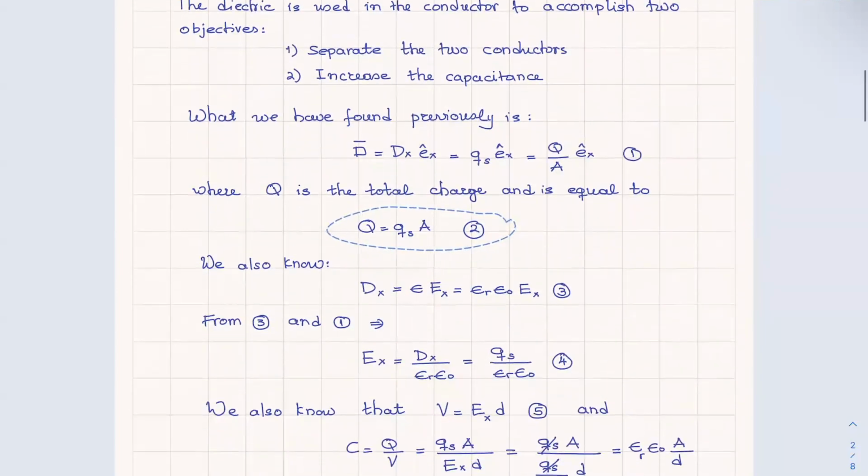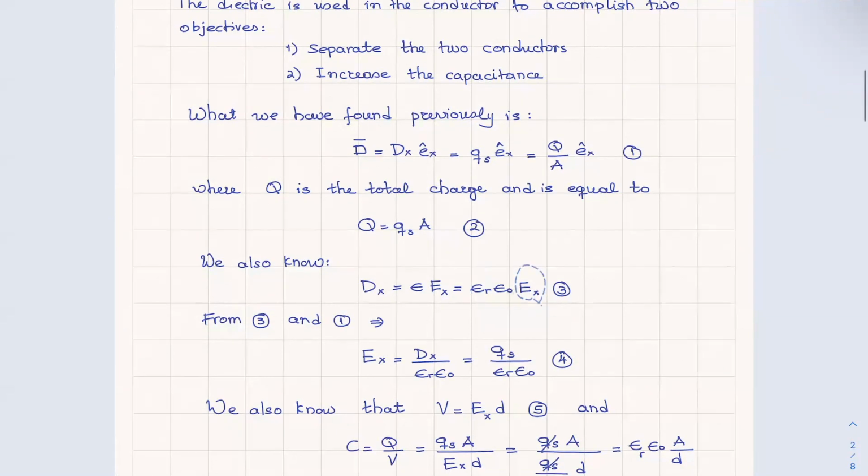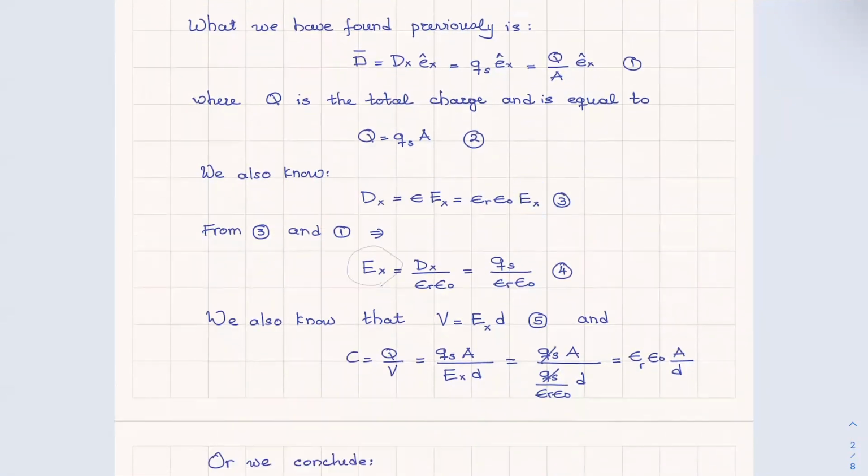And therefore, from the above, we have D sub X inside, of course, the dielectric is equal to epsilon E sub X. Epsilon is the dielectric permittivity for the dielectric, which is equal to epsilon sub r, epsilon naught. Epsilon sub r is the relative dielectric constant. Epsilon naught is the free space permittivity. And of course, the value of the electric field. And therefore, from here, we find the electric field is given by that.